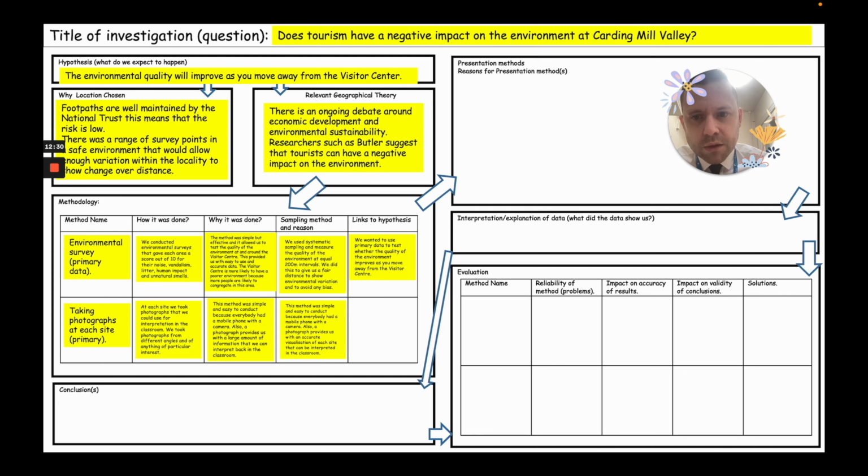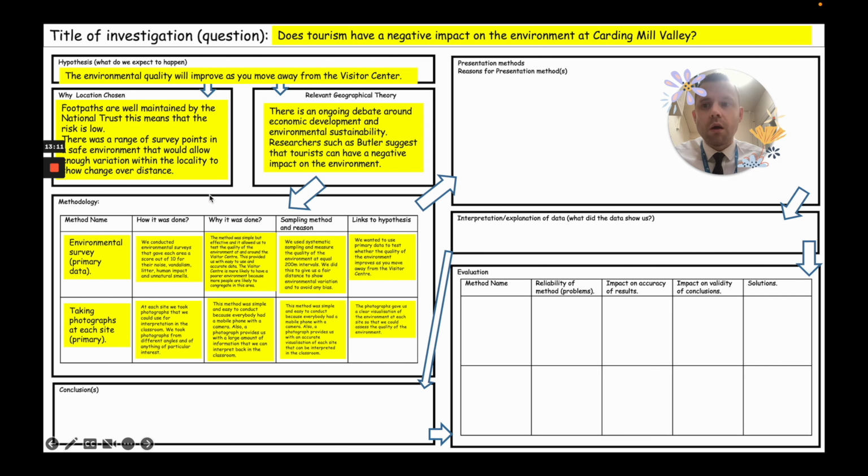What sampling method did we use and what was the reason? So again, we used systematic sampling because we did it at the 200 metre intervals, and it was easy and simple to conduct. And the photograph, the reason we use the photograph to sample the environment is because it provides an accurate visualisation of each site, and we could interpret this back in the classroom. A photograph's not going to lie, is it? Links to hypotheses. Well, the photograph gave us a clear visualisation of the environment at each site. What does it look like, visually, so that we could assess the quality of the environment.